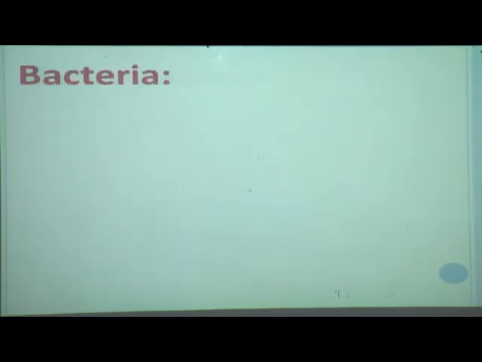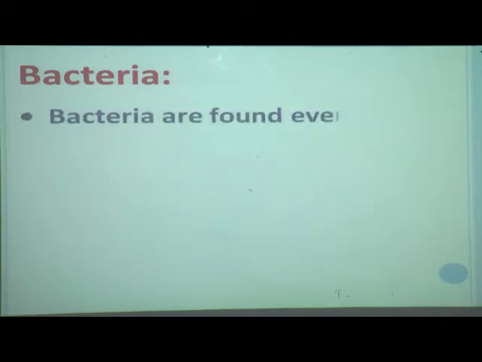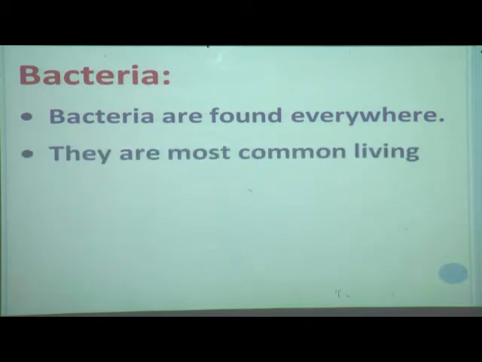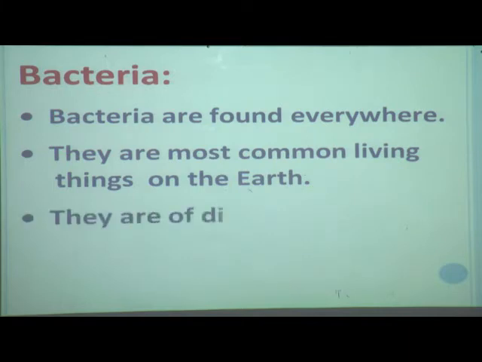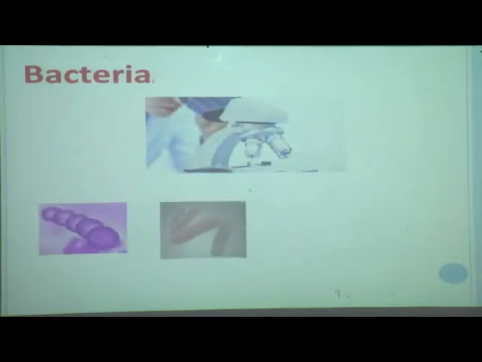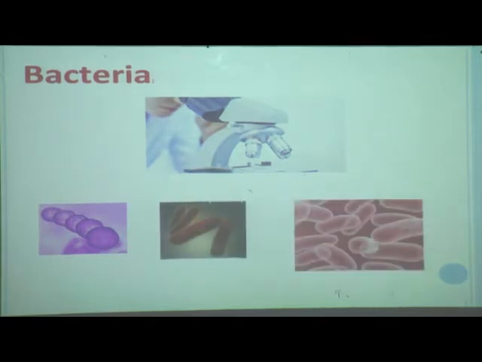Now first we will see what are bacteria. Bacteria are found everywhere. They are the most common living things on the earth. They are of different shapes and can be seen only through a microscope. You can see here different shapes of bacteria.